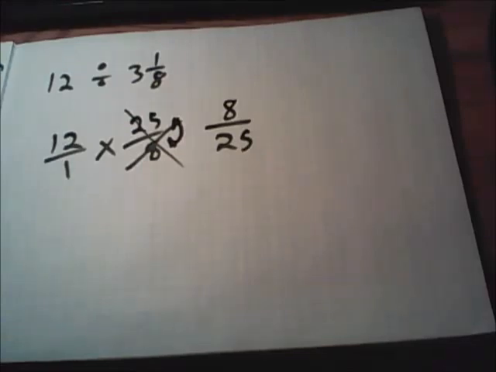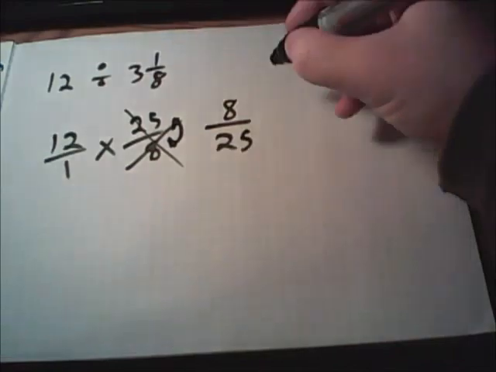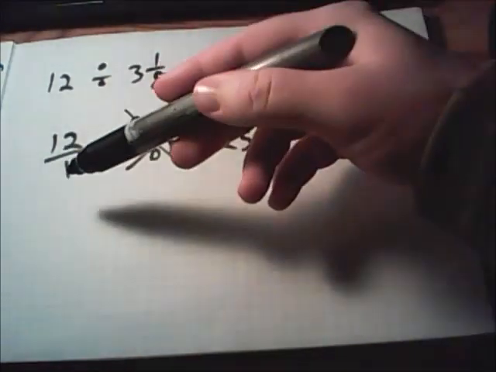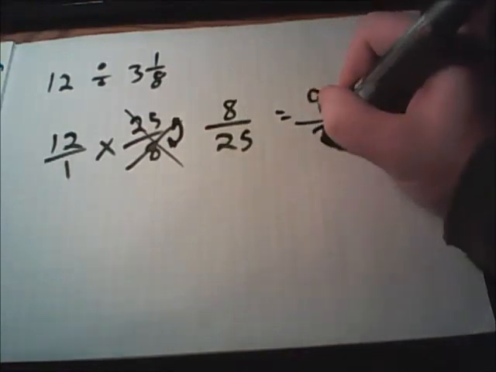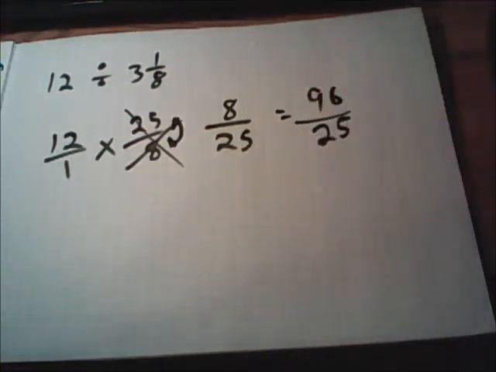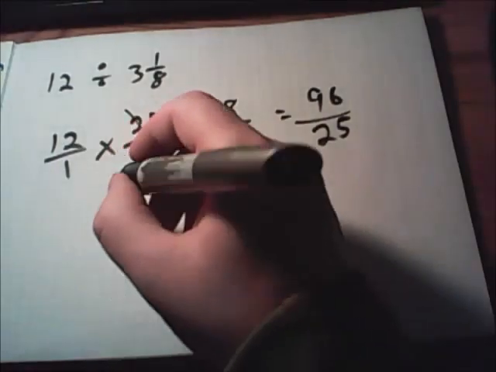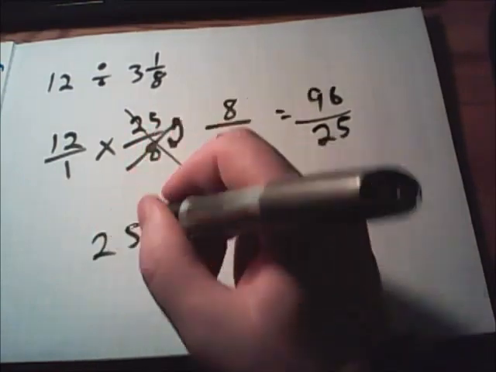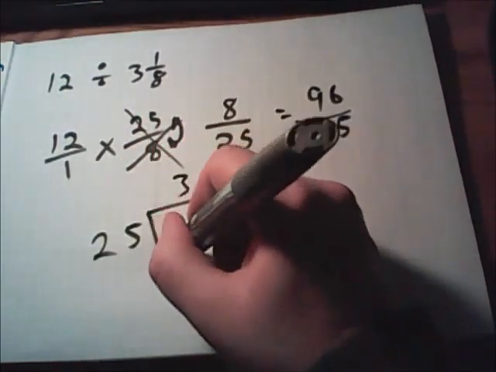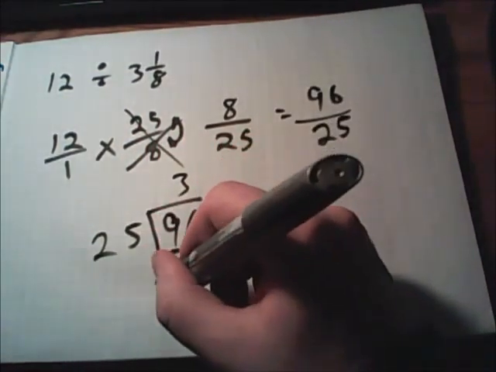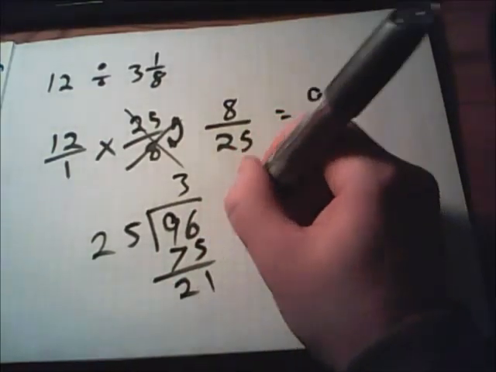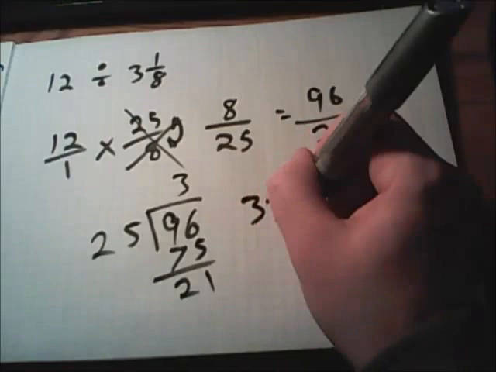Now we just multiply across the top, 12 times 8 giving us 96, and multiply across the bottom, 1 times 25 being 25. And because we get an improper fraction as the answer here, we will have to divide it out. 96 divided by 25. It'll go 3 times, giving us 21 left over. So our final answer is 3 and 21/25.